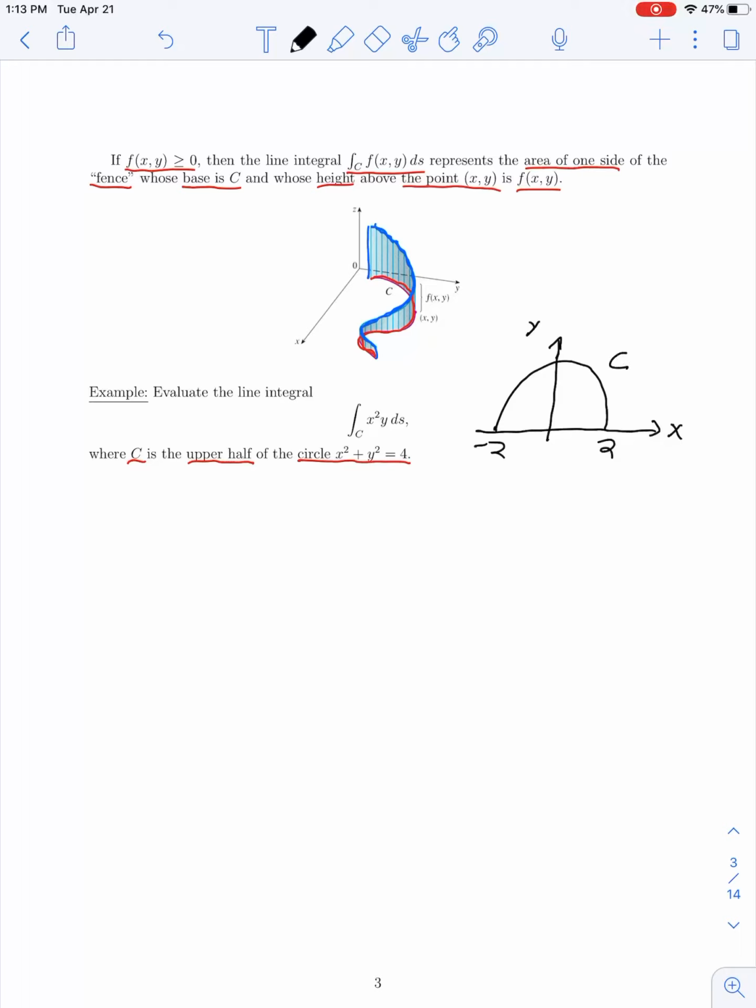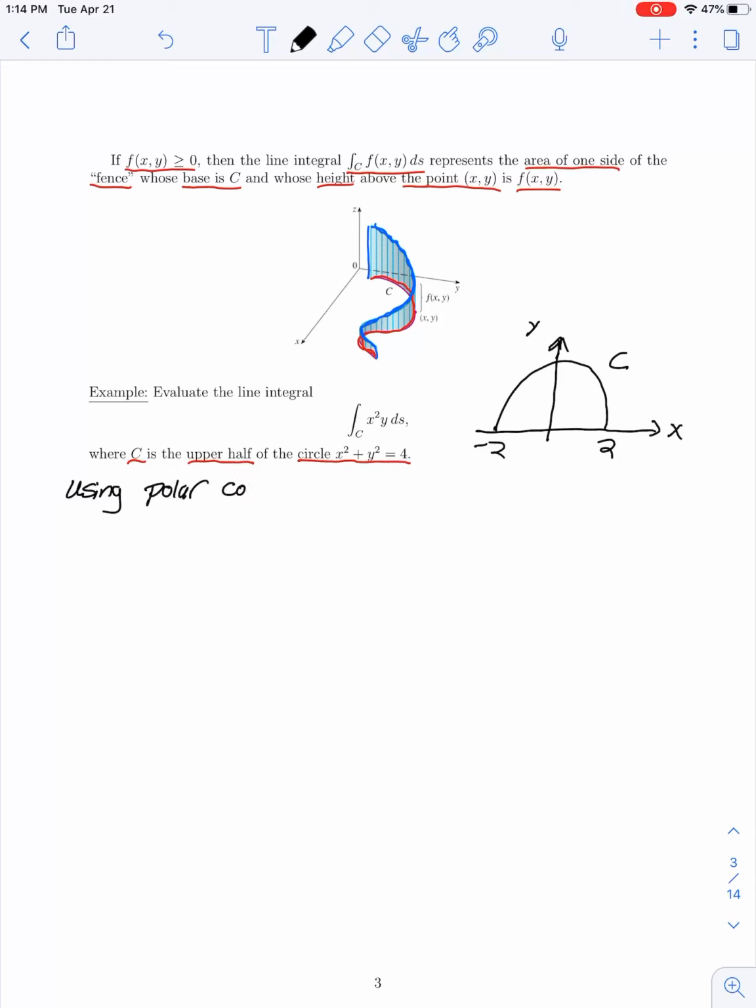And we want to integrate this function x squared times y with respect to arc length over this curve. So if I want to make use of that theorem that we had introduced before the last example, I need to find parametric equations for this curve. Now for any part of a circle, an easy way to parameterize this curve is by making use of polar coordinates.